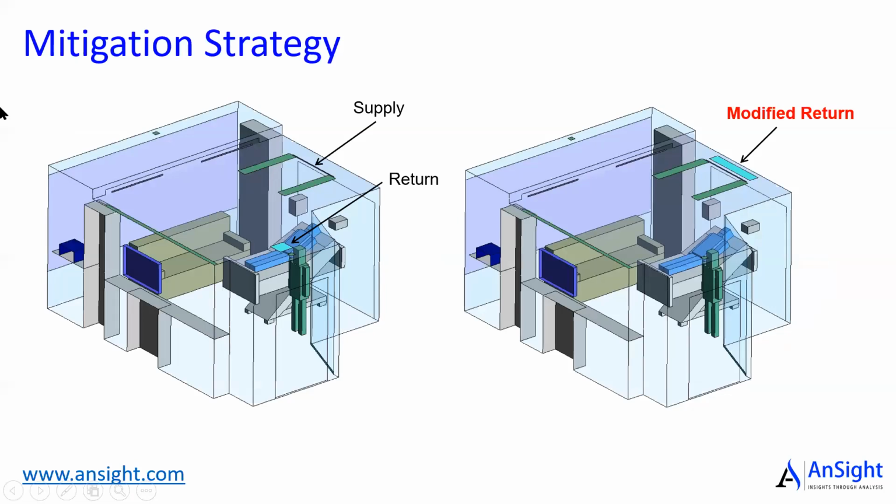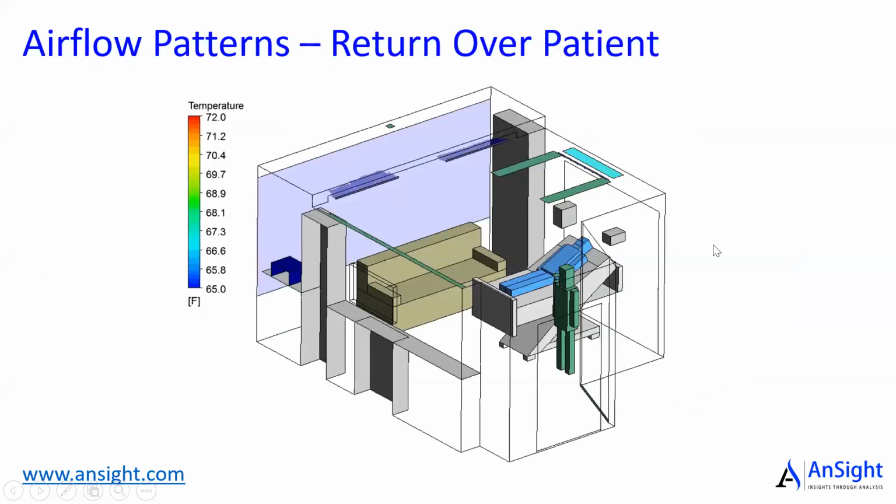So how can we mitigate this situation? What I thought was, instead of having these two small grilles here, why can't I place a large grille right behind where my supply is, and see if I can create a path of least resistance for these germs to get out. And let's see what happens now.